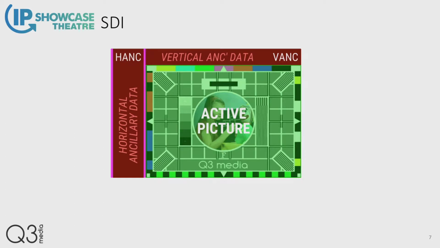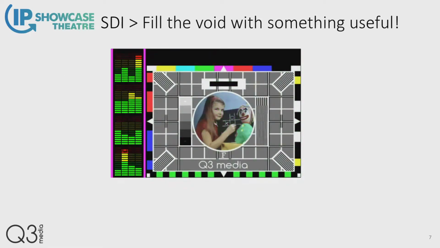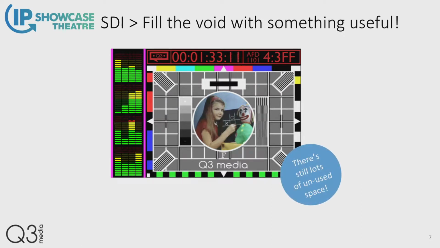So we do. We call this ancillary data, often HANC or VANC, depending on which part, whether it's the horizontal blanking period or vertical blanking period. And typically we fill that with embedded audio or extra things like VANC data for AFD information, subtitling information, or timecode tracks. But again, despite what the picture shows, there's still lots of unused space in that SDI signal.